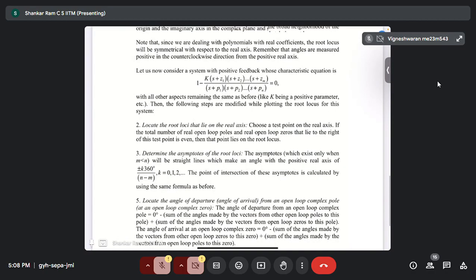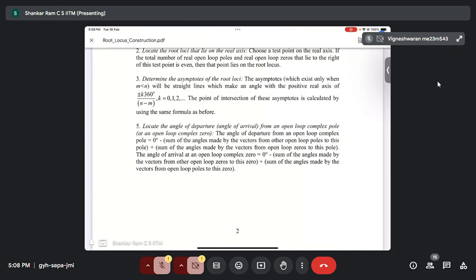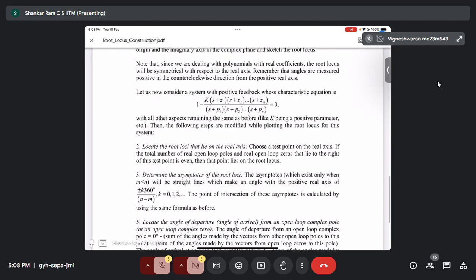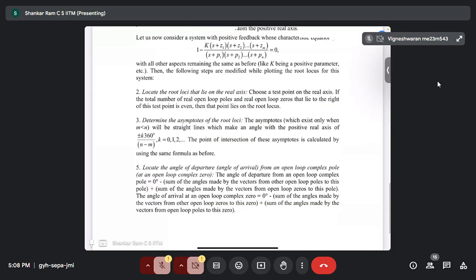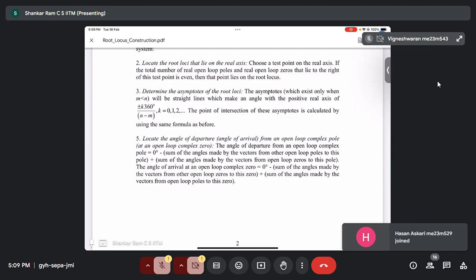Okay, so step 5 changes. Of course, we need to determine the angle of departure and angle of arrival, right? So previously, when we looked at the angle of departure and angle of arrival, we had 180 degrees coming in, right? That is because the angle condition involved an odd multiple of 180 degrees. Now with positive feedback, you and I need to look at even multiples of 180 degrees. So we have replaced 180 degrees with 0 degrees, right? Of course, one can also put 360 degrees or any multiple of 360 degrees in this formula.